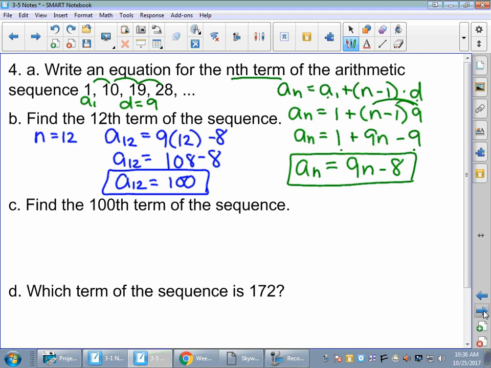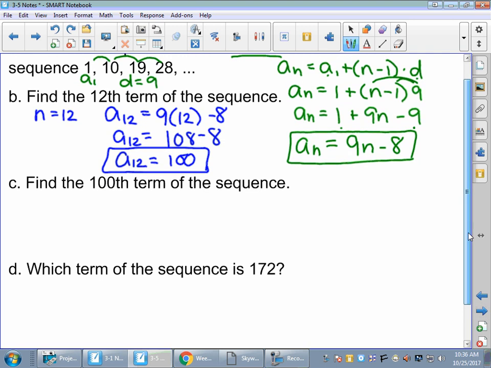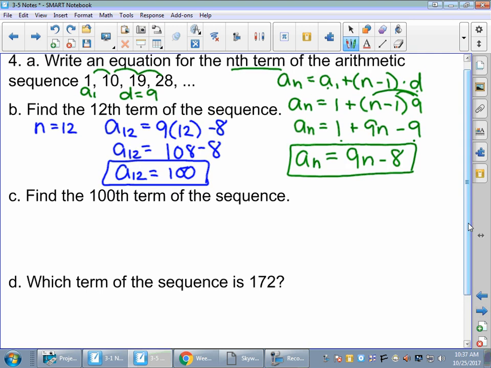Notice the work I showed. I plugged in the 12, I used my formula, and I plugged in my n value. I multiplied my n value by 9, then I subtracted by 8. I should see those 3 steps in that progression. So if I continue to add 9 to 1, 11 more times, not 100.